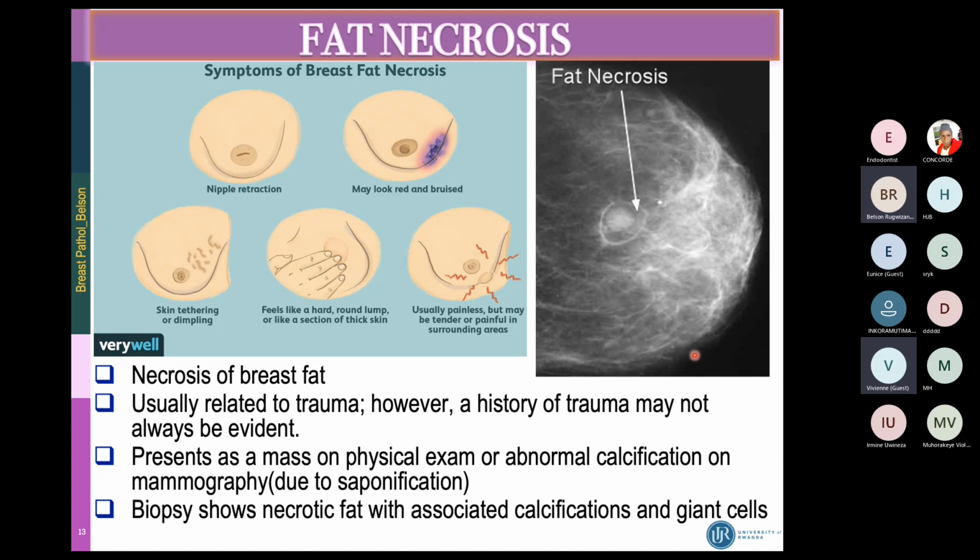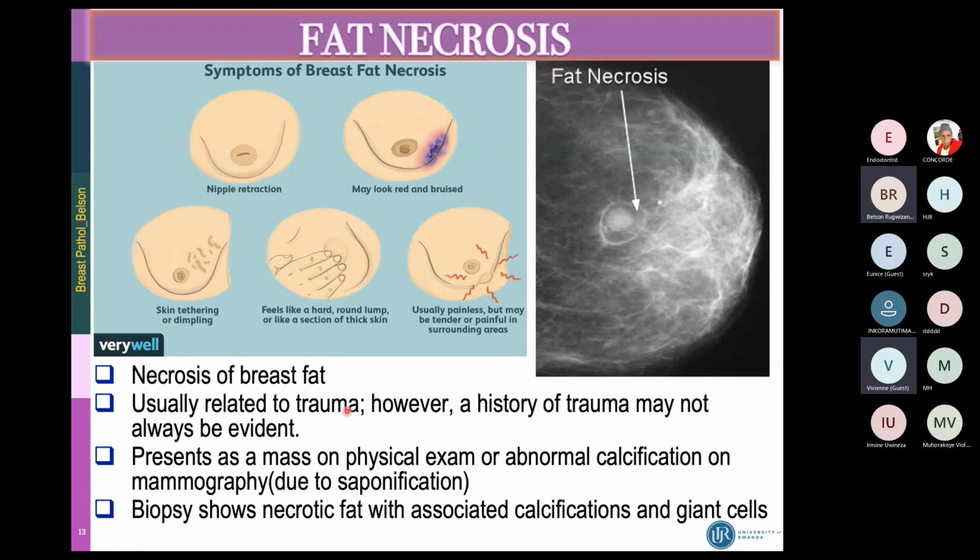Also clinically, there will be skin retraction, which is also a sign of breast cancer. Nipple retraction, and so on. And skin tethering or dimpling. In French it is called peau d'orange. Peau d'orange, you know the orange fruit, so how its skin is. The skin of a breast with cancer or with fat necrosis looks like that. That's why even in English literature they use the terminology of peau d'orange. It means the skin of the orange fruit.